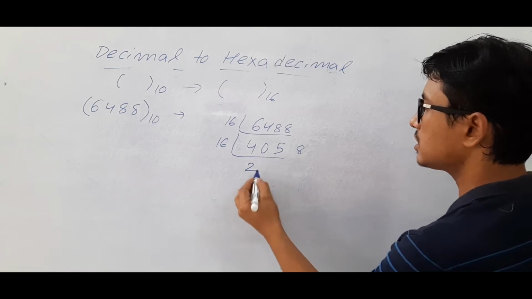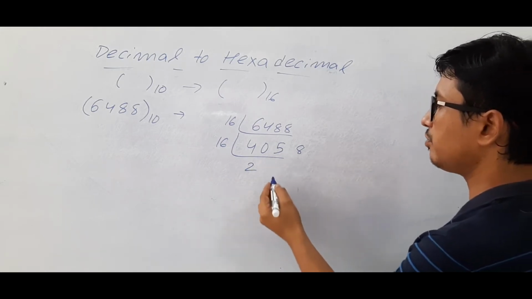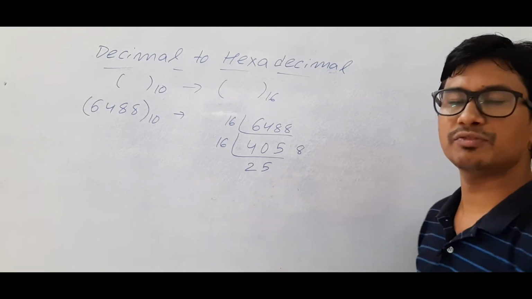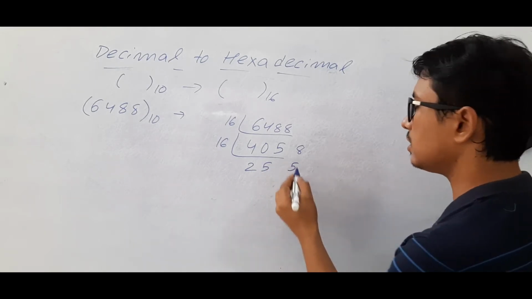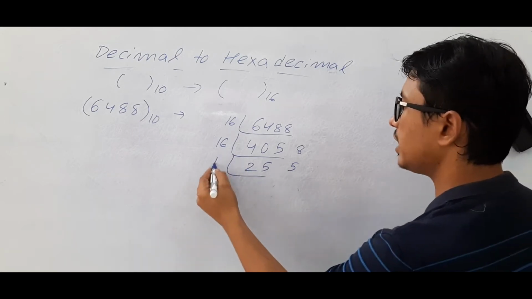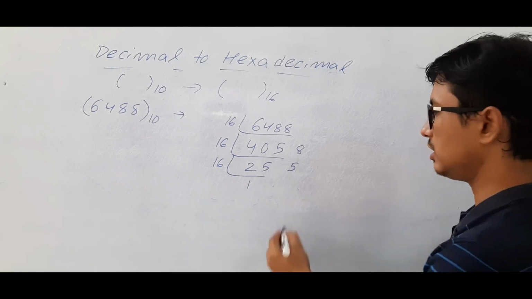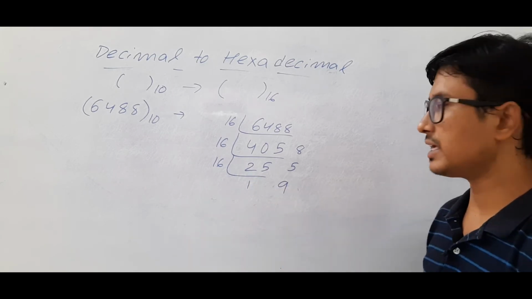What will you get? 16 2s are 32, and you will have 85. So 16 5s are 80 and you will get the remainder as 5. Now 25 is greater than 16, so we have to further divide it by 16. So 16 1s are 16 and you will get the remainder as 9.